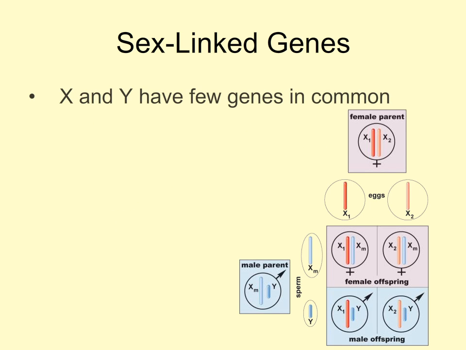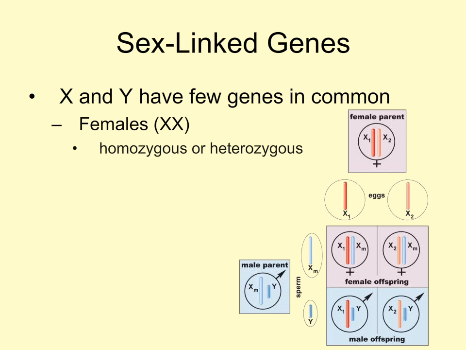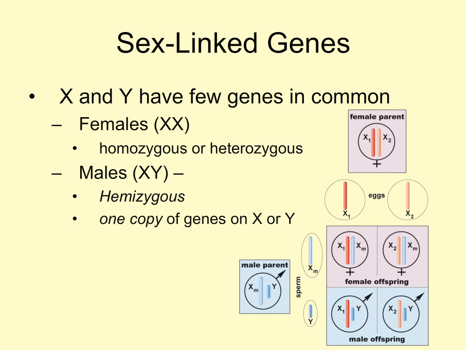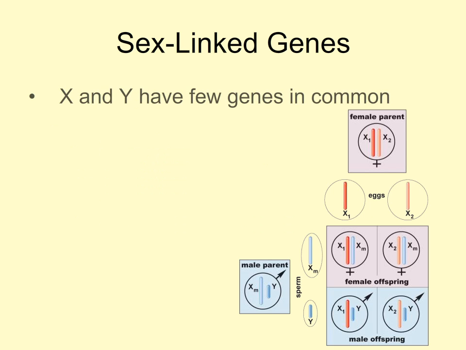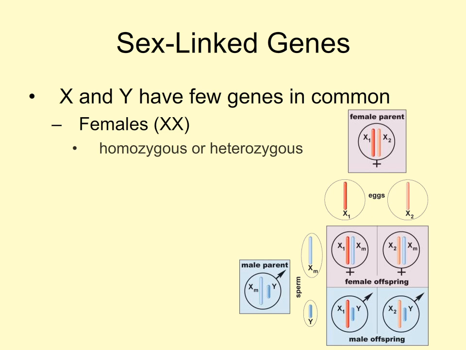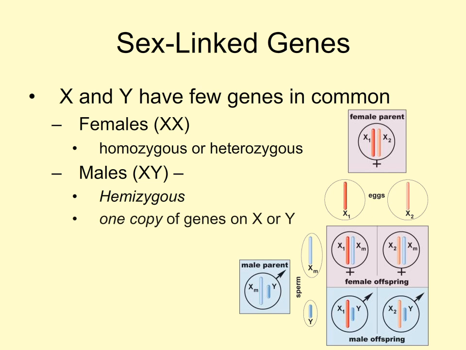The X and Y chromosomes only have a few genes in common, but they are able to synapse during meiosis. Because females have two X chromosomes, they can be homozygous or heterozygous for genes on the X chromosome. However, since males only have one X chromosome, they only have one allele for all the genes on the X chromosome, and they only have one Y chromosome. Due to this, males are hemizygous for genes on the X chromosome and the Y chromosome. Whichever allele they have is going to be expressed.